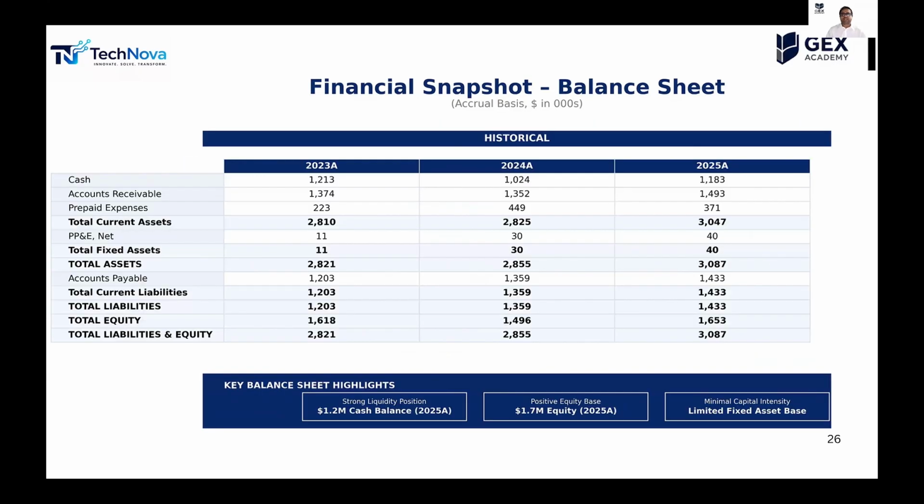Okay. So look at the snapshot, the balance sheet again, right? Again, like the income statement, I'm less concerned about memorizing every number. I'm more interested in understanding what the balance sheet tells us about the quality of the business and the overall risk profile of the investment, right?